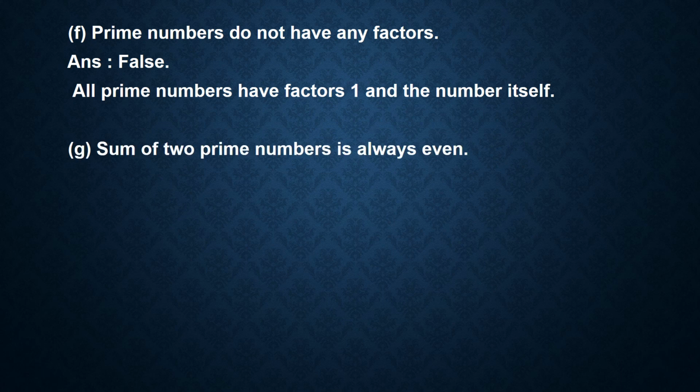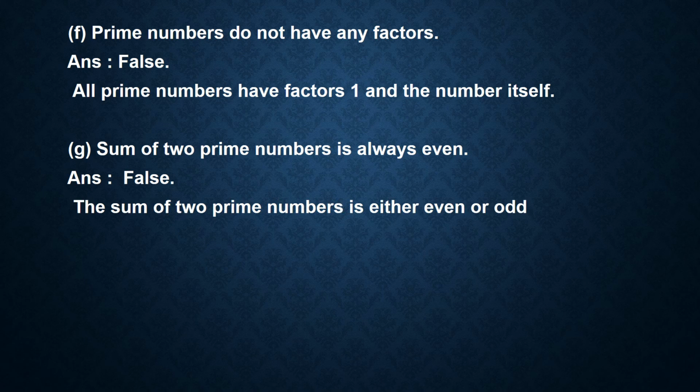Next part. The sum of two prime numbers is always even. This statement is false. The sum of two prime numbers is either even or odd. Let's take one example. 2 plus 3. 2 and 3 are two prime numbers. Their sum is equal to 5, which is an odd number. So this statement is false.